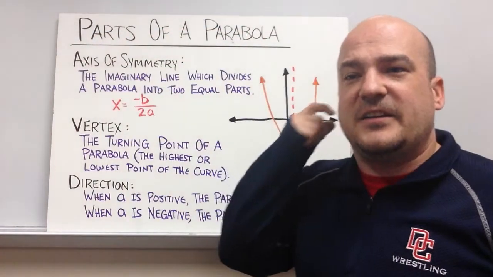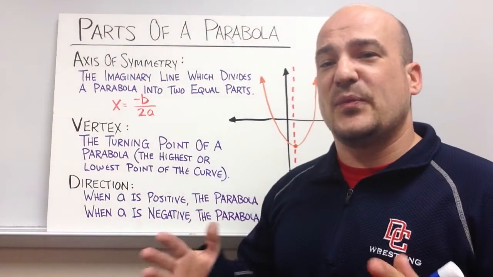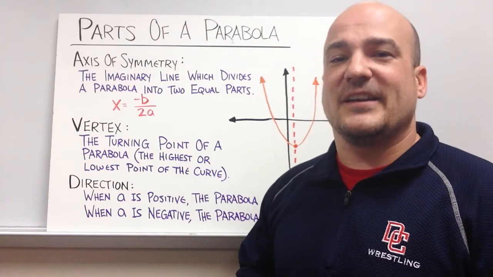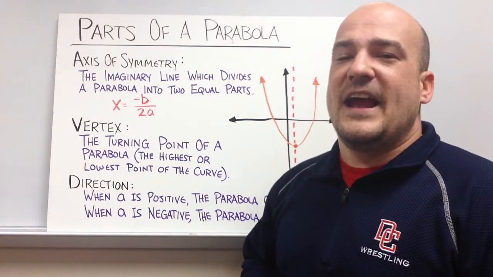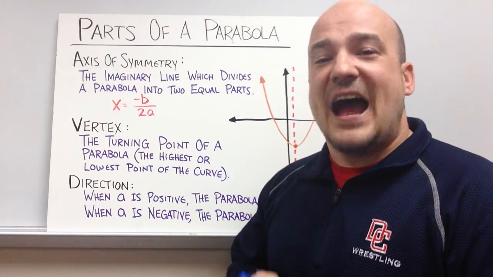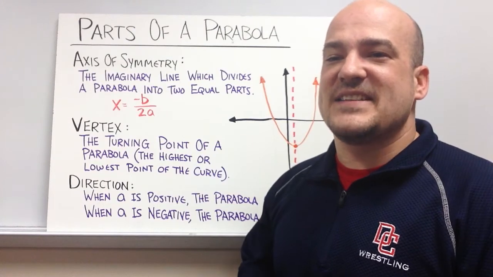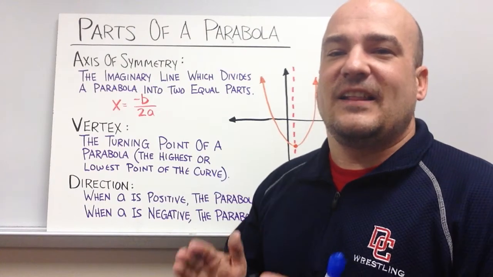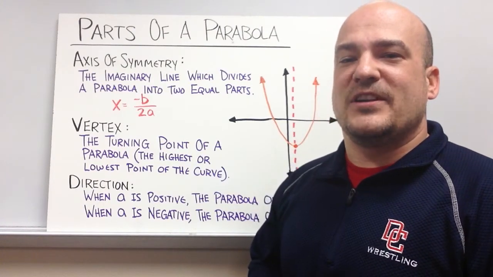All right. Today we're going to focus on three parts of a parabola. Okay, three parts of that curve. And the first thing that we're going to focus on is the axis of symmetry. Okay, the axis of symmetry is the imaginary line that divides a parabola into two parts.